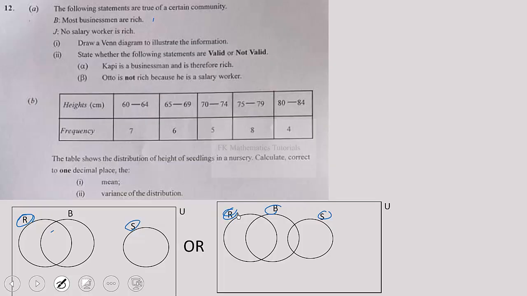Then we say, state whether the following statements are valid or not valid. Kapi is a businessman and is therefore rich. So if Kapi is a businessman, he can be here, he can also be here, and therefore he is rich. There is a businessman here that is not rich. So that statement is not valid.